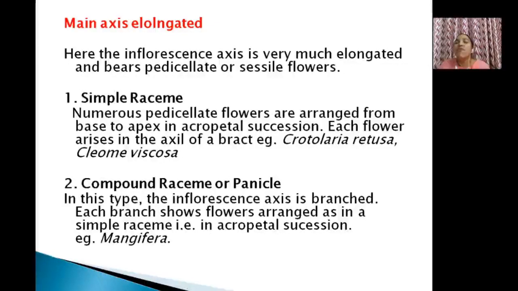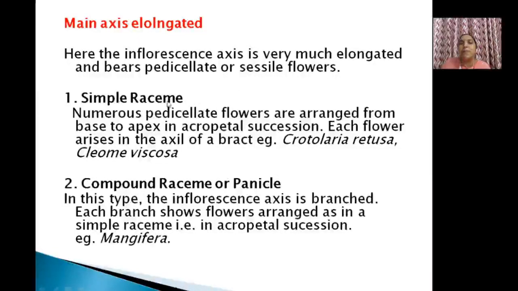One is flower with the stalk. The stalk of the flower is pedicel. So flower with the pedicel is pedicellate. Flower without stalk, that is sessile. So main axis elongated, having sessile flowers as well as pedicellate flowers. So its classification is like this.